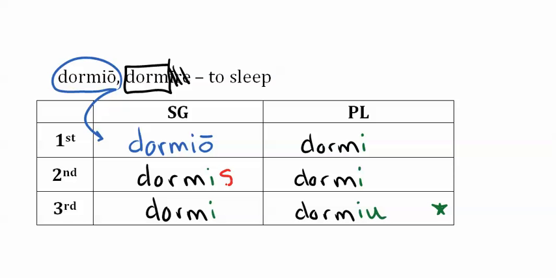So I'm adding S to create dormis, you sleep, dormit, he, she, or it sleeps, dormimus, we sleep, dormitis, you all sleep, and dormiunt, they sleep. And that is how you form the present tense of any fourth conjugation verb, such as dormio.